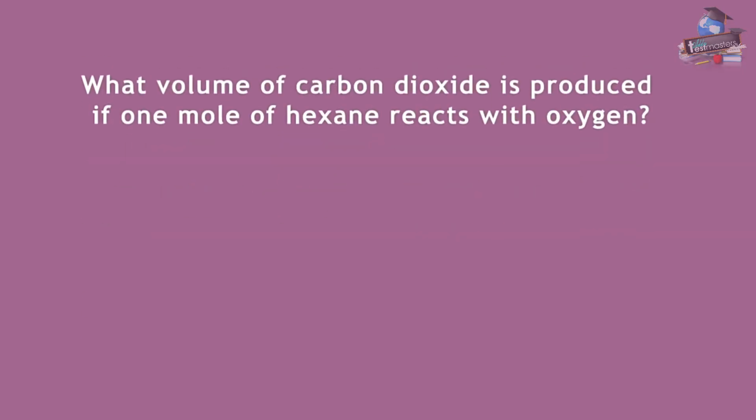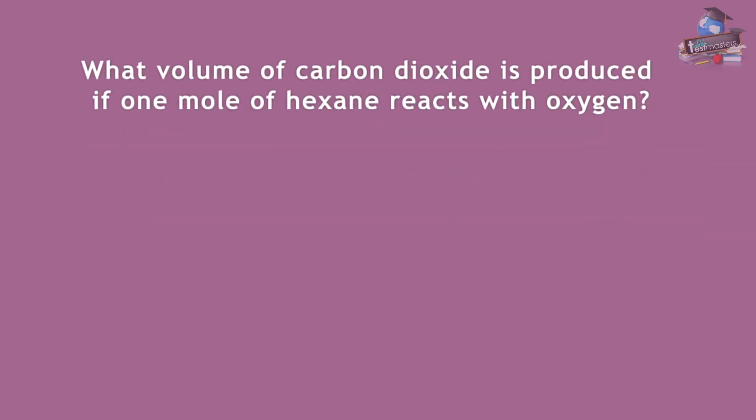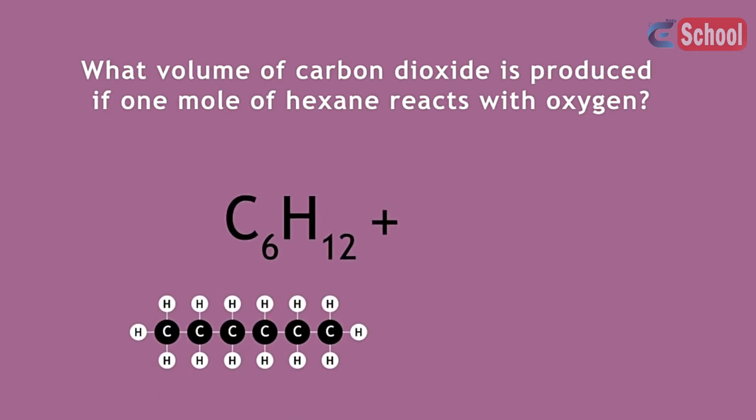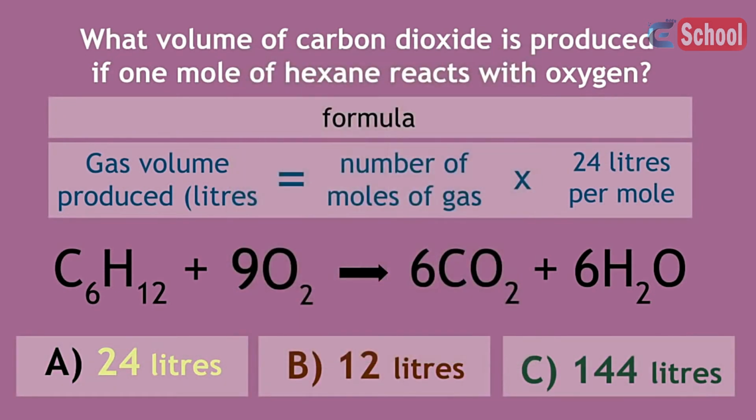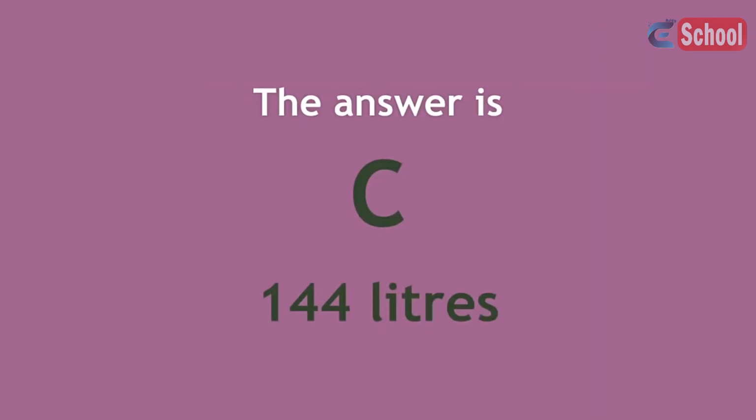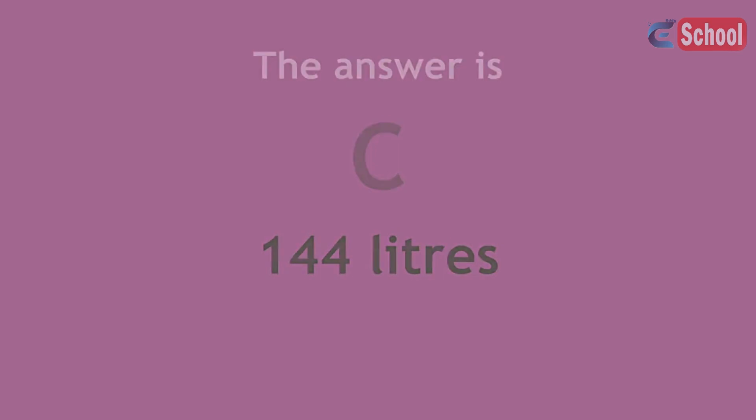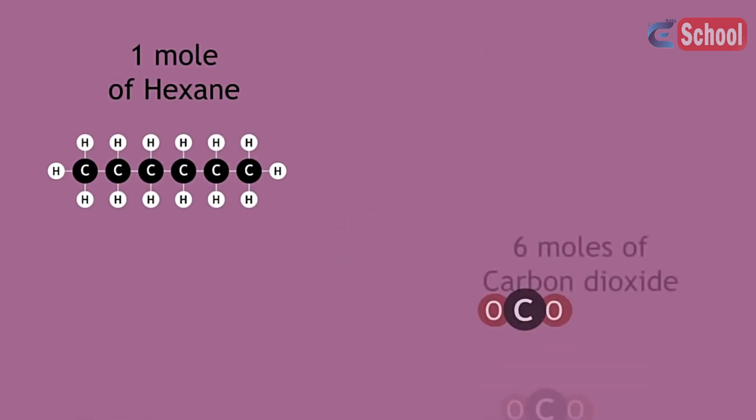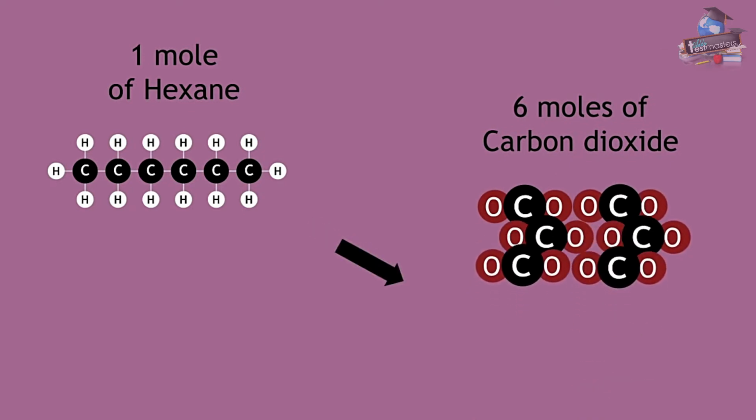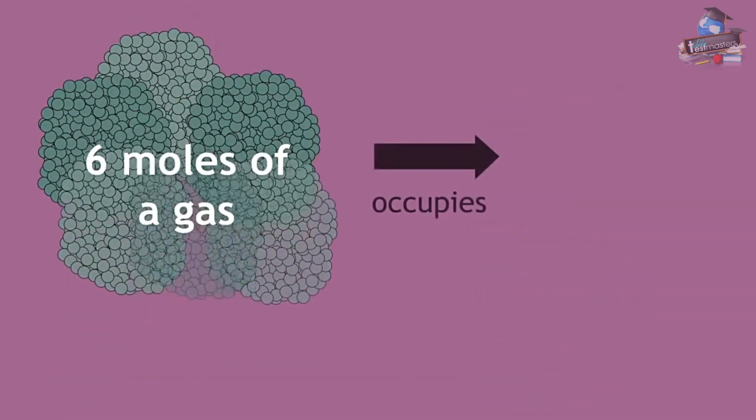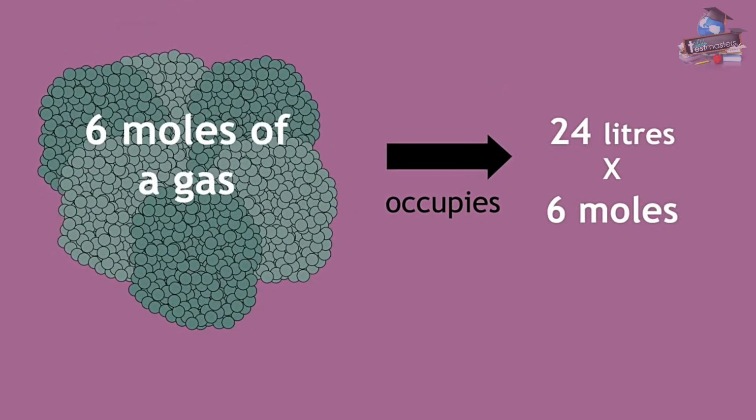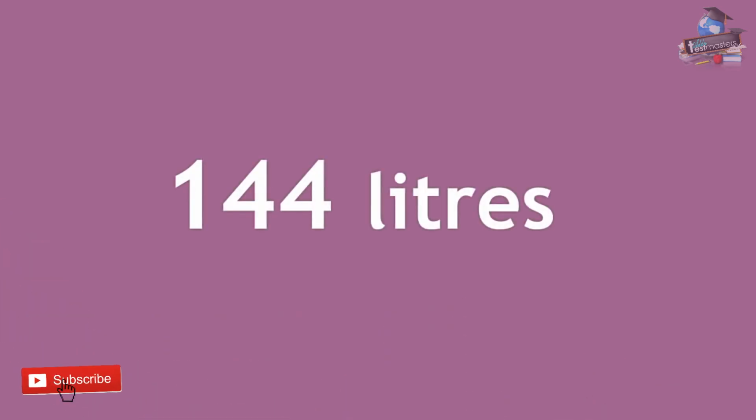Therefore, what volume of carbon dioxide do you think is produced if 1 mole of hexane reacts with oxygen? Pause, use the formula and choose from one of the following volumes. Continue when you are ready. The answer is C, 144 litres. This is because 1 mole of hexane produces 6 moles of carbon dioxide. So if 1 mole of a gas occupies 24 litres, then 6 moles of a gas occupy 24 litres times 6, which is equal to 144 litres.